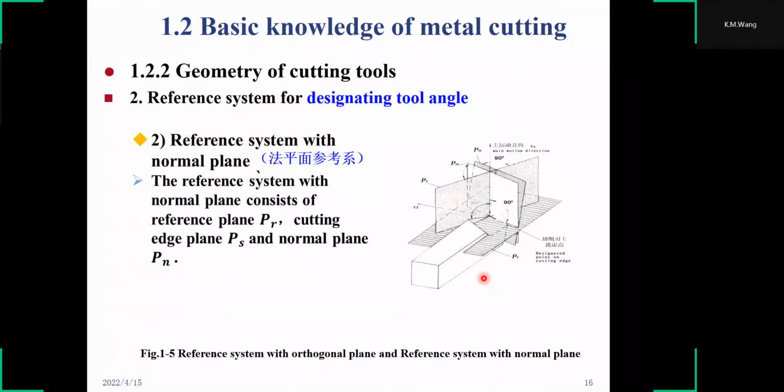Okay, and the reference system with the normal plane. The normal plane also has three important planes. There are two the same as the orthogonal plane. They are PR, the reference plane, and PS, the cutting edge plane. These two planes are the same as in the orthogonal system, and the different plane is the normal plane PN. This plane is perpendicular to the cutting edge. This is different from PO.